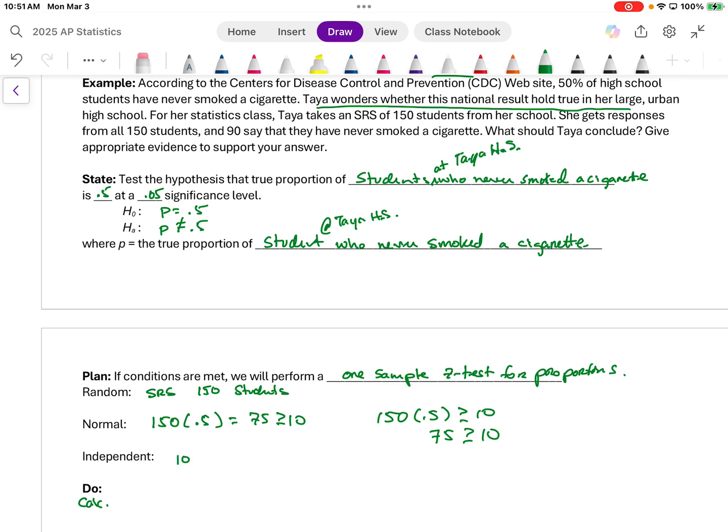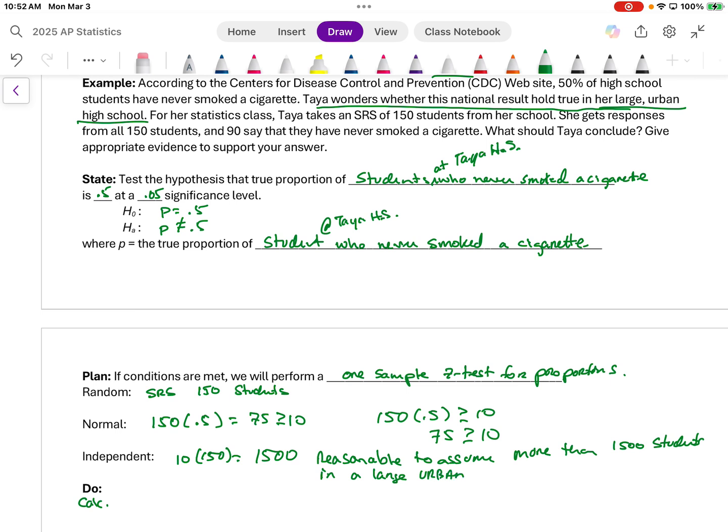Independent. 10 times 150 is 1,500. Now, did they tell us how big the high school was? No. However, they do say large urban high school. Okay, so it's reasonable to assume more than 1,500 students in a large urban high school.